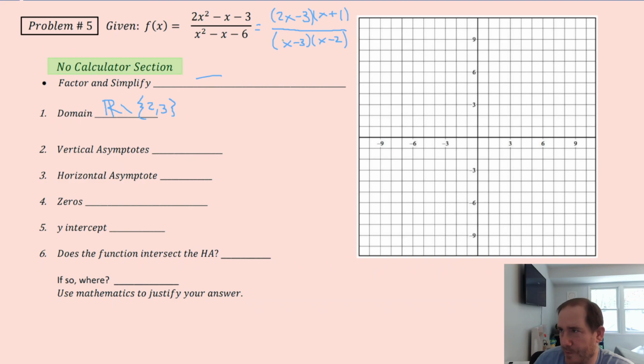They're both vertical asymptotes. So x equals 2, x equals 3. Horizontal asymptote, we've got those same degrees, 2 and 2. So you take the leading coefficients, which is 2 over 1. So your horizontal asymptote's at y equals 2. For zeros, you just take the zeros of the numerator, so negative 1 and positive 3 halves. For a y-intercept, you're plugging in 0. All these terms cancel, except for the constants on the end, so that gives you positive a half.